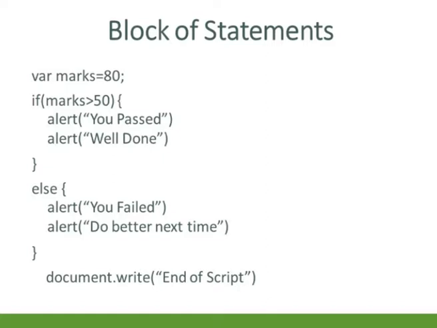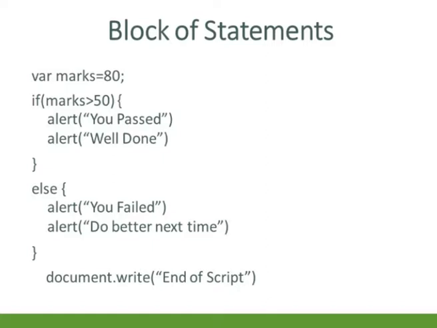So we have if statement here which says marks are greater than 50. So if this condition is true, then you want to take these two actions, alert and alert. And you can see that we put both of these statements in the curly brackets to make it a block. Similarly, the else part is also a block of statements. So there are more than two statements written there.